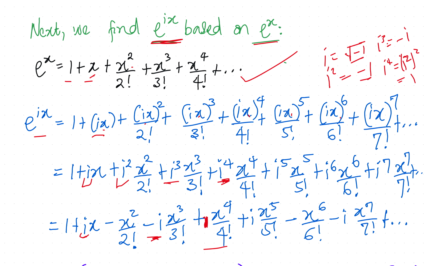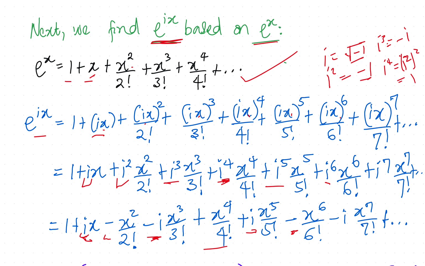Then i raised to power 5, we start again. We start back from here. So i raised to power 5 is now like going back to normal i. Then i raised to power 6 is like going to i squared, that's minus there. Then i raised to power 7 is like the next thing after that, which is minus i for this. And then that's what we have.